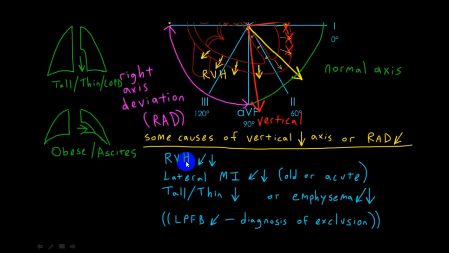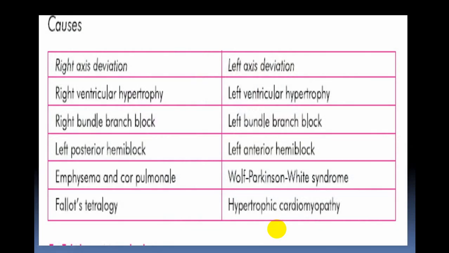So these are RVH, lateral wall MI, emphysematous patient, and what we call a vertical heart. We usually use the word vertical heart, and left posterior hemiblock. Again, left axis deviation is common with LVH, left bundle branch block, and left anterior hemiblock. These three come topmost on the list. Also WPW syndrome with a right side accessory pathway, and hypertrophic cardiomyopathy. While right axis deviation occurs in RVH, right bundle branch block in very few cases, and left posterior hemiblock.